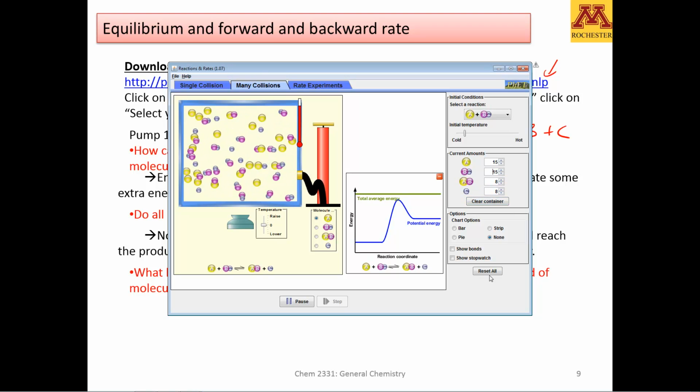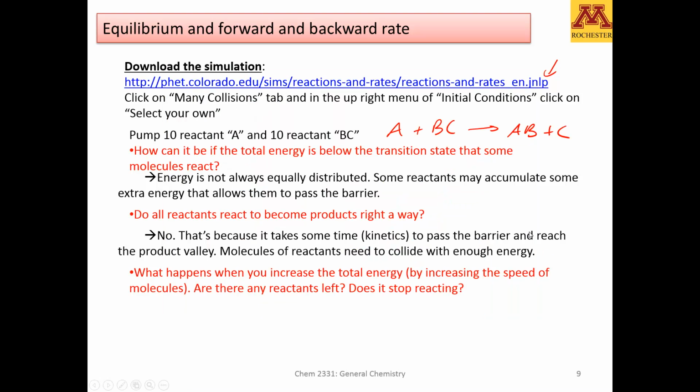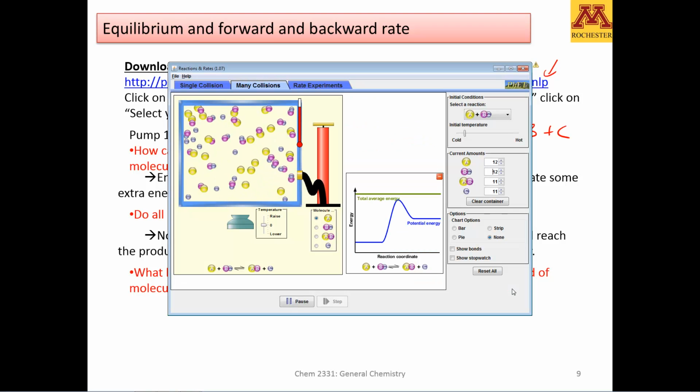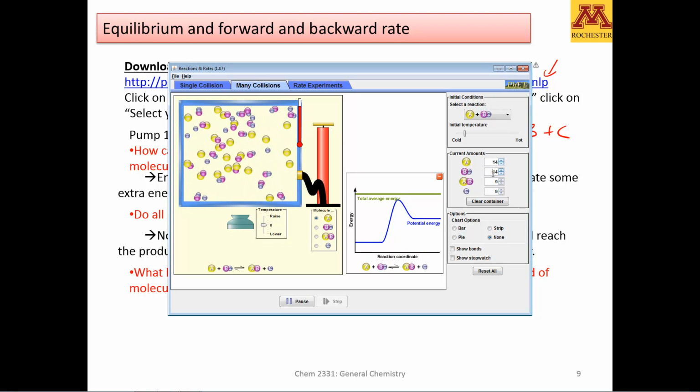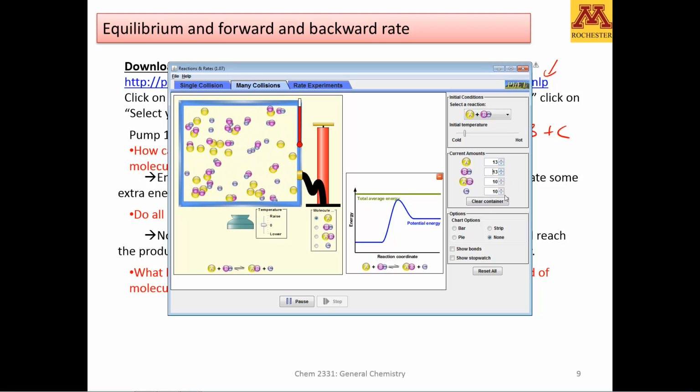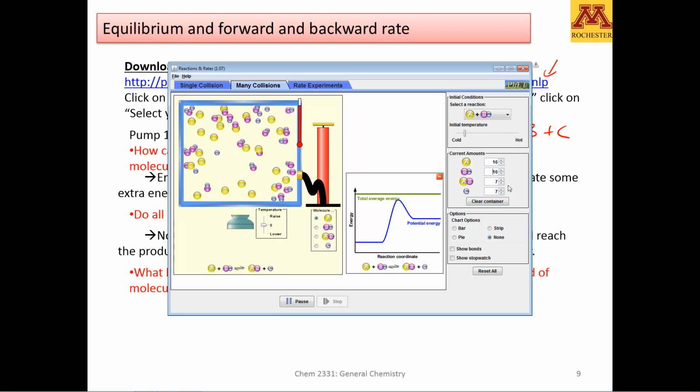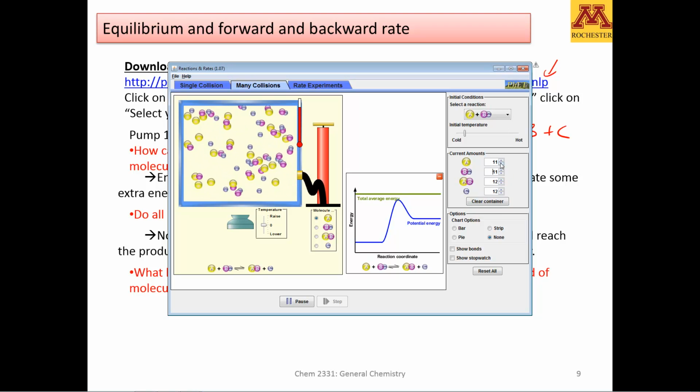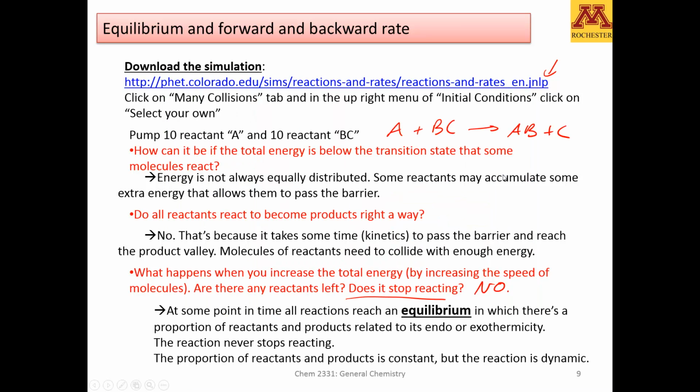Does it mean that the reactions stop? No, reactions never stop. Of course, if we had a larger number of molecules, the variability wouldn't change this fast, but you would see that at some point the proportion of reactants and products is the same. That does not mean that the reaction stopped. It just means that the reaction going forward is equal to the reaction going backward, so that the concentrations of reactants and products remain constant.